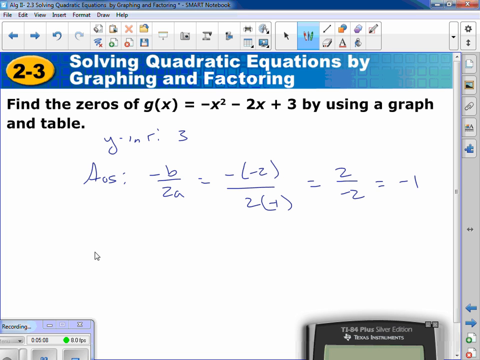So right now I know my vertex is negative 1 comma something. To find out what that something is, substitute the negative 1 back in. So what's negative 1 squared? 1, so I make it negative 1. What's negative 2 times negative 1? Positive 2 plus 3. What's 2 and 3? 5. What's 5 and negative 1? 4. So your vertex is negative 1, 4.